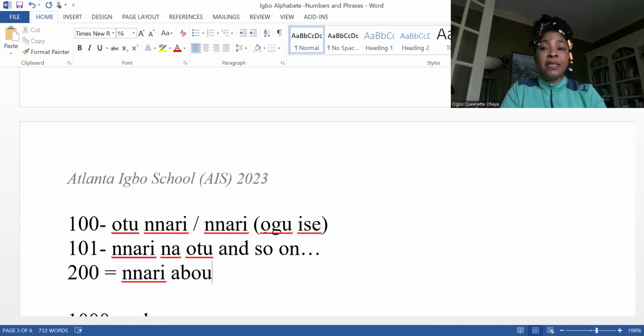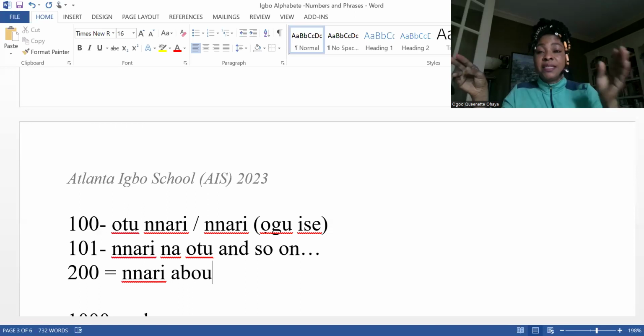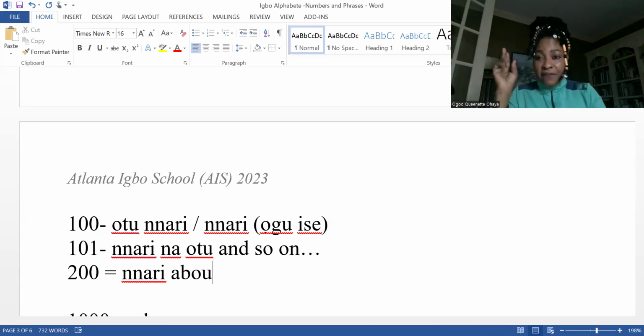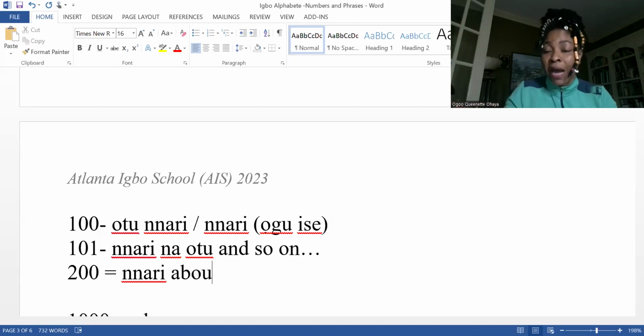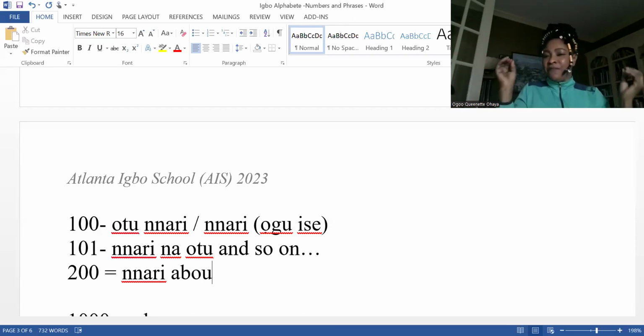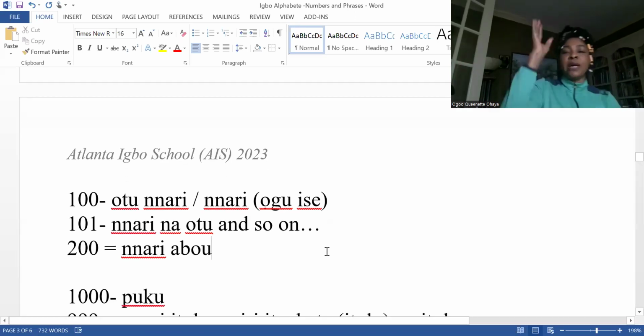The number comes last when it's plural. Then the noun is first. But if it's singular, which is one, the number comes first, which is otu nari. But if it's three, you say nari ato. If it's five, nari se. Don't tell me you say nari. That is wrong.